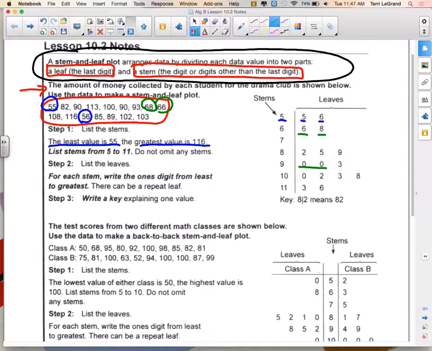Now another thing, so this is what it says here. For each stem, write the 1 digit from least to greatest. There can be a repeat leaf. That's important. There can be a repeat leaf. So you have to represent every data value, it's saying to you.